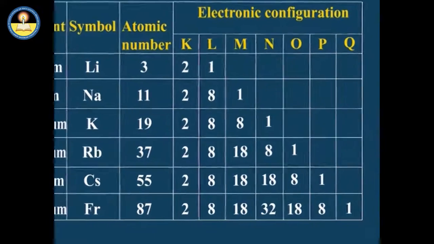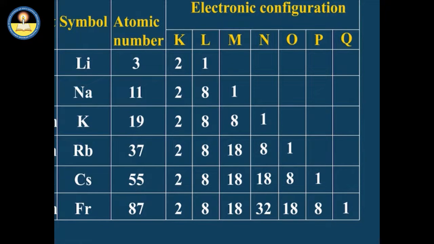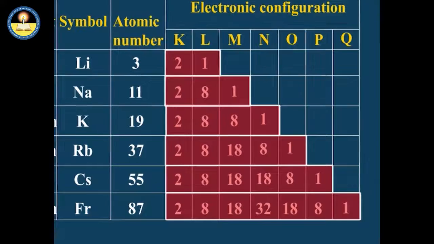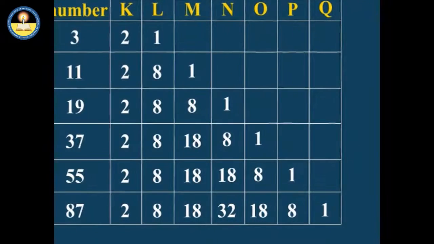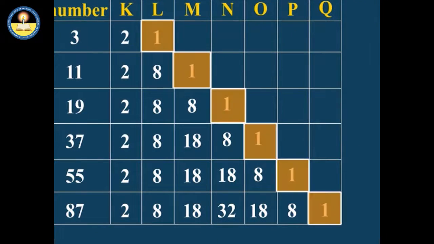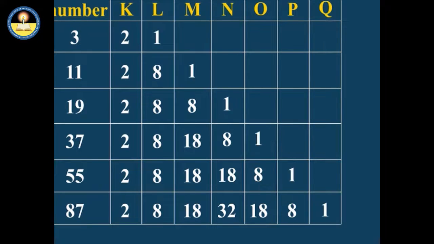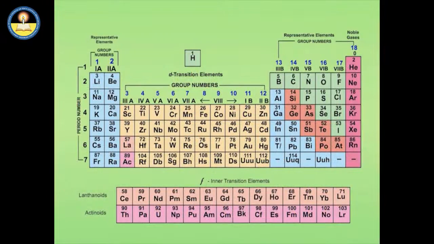On moving down the group, the number of shells in the elements increases, but the number of electrons in the valence shell remains the same. Elements in the same group have the same number of valence electrons. That's the reason they show the same chemical properties.